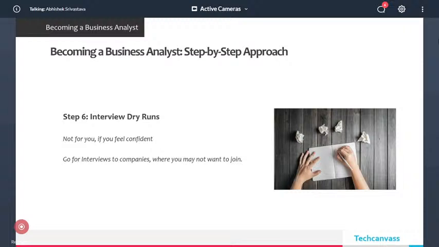Number two, let's say, for example, you want to go to company A or B. Then don't apply to A and B unless you are confident that you are ready. So apply to C and D, the companies where you don't want to go, but prepare yourself by using those interviews as a dry run. That's a technique which at least I used in my career.